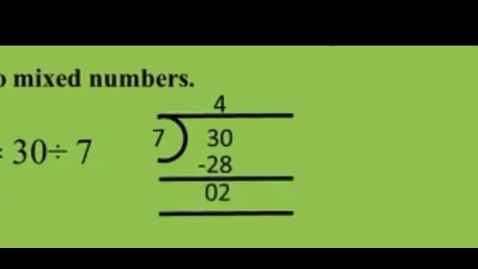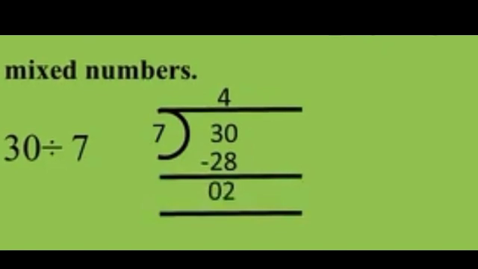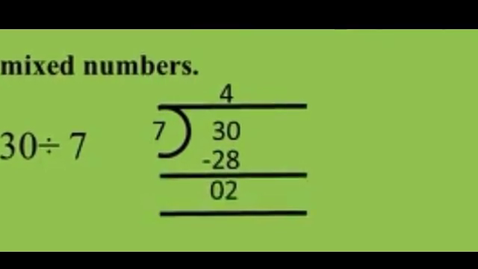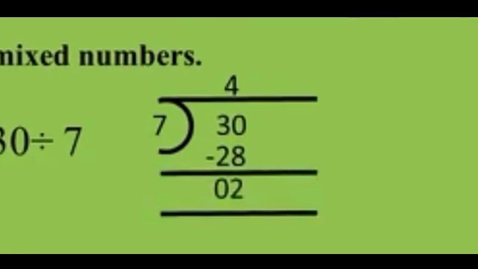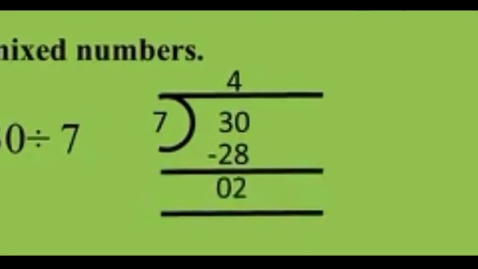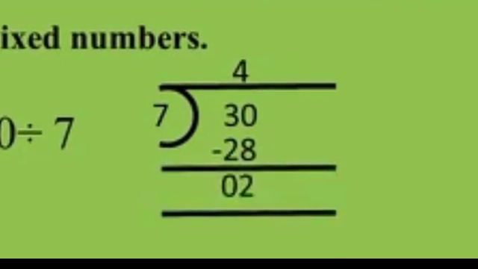Now next is question number 3, 4, 5 is given here. Just note it down. Question number 2, convert into mixed number. Here 30 upon 7 means 30 divided by 7. Let us divide it. 7 4s are 28.